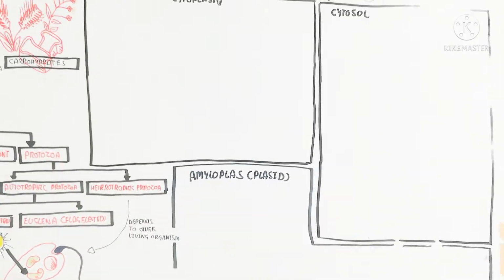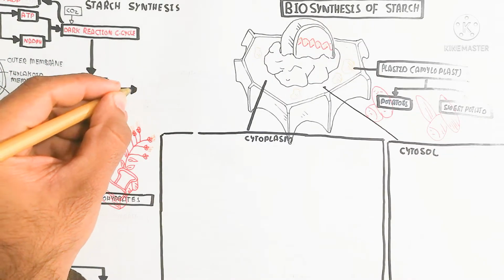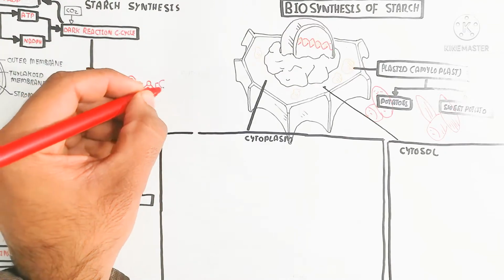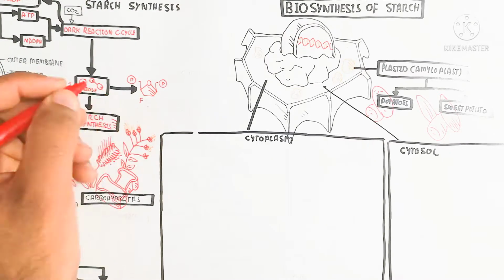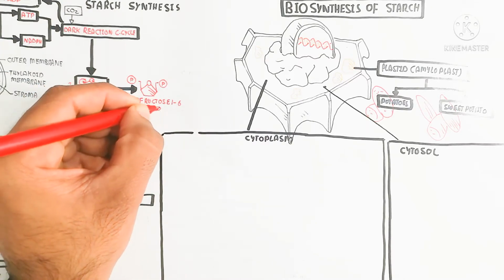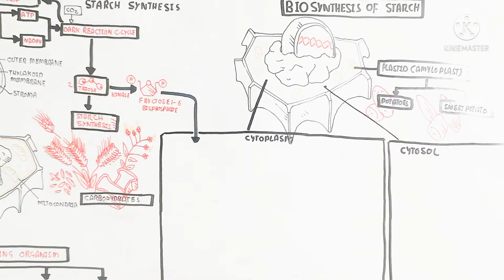A chloroplast is also known as a plastid. So let's begin to understand from the triose. This triose, a 3-carbon sugar molecule which comes from the dark reaction, will be converted by a kinase enzyme to produce fructose 1,6-bisphosphate.